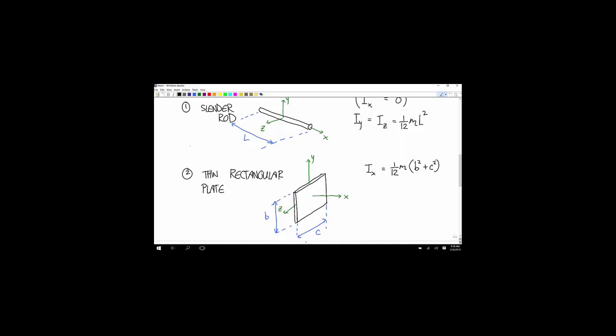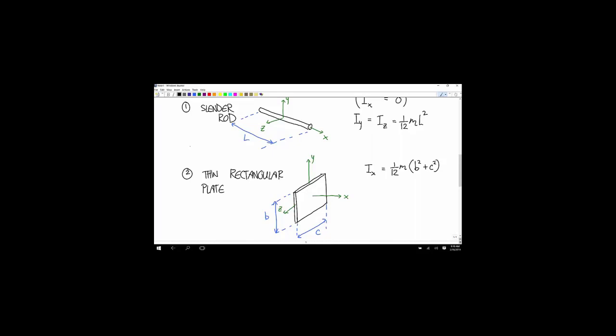Notice that as, let's say that you make that b get smaller and smaller, as it starts to get close to a negligible thickness, this thing gets close to a rectangular stick, and that formula turns into that formula. Okay, so those agree with each other in that sense.